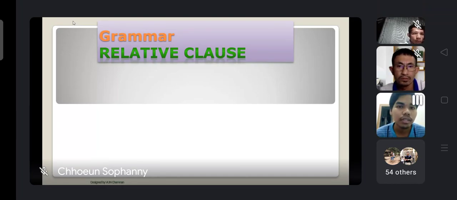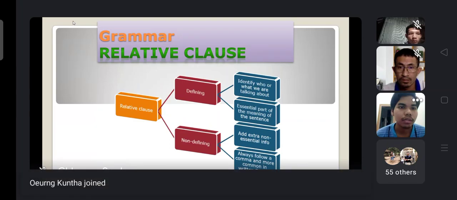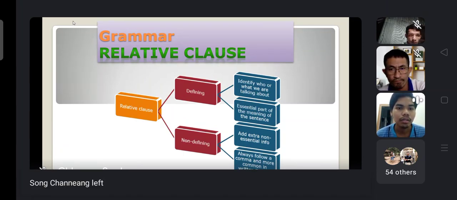Yes, the last section is about grammar, and here the grammar is about relative clauses. Next, please. Here there are two types of relative clause: defining and non-defining relative clauses. A defining relative clause identifies who or what we are talking about, and is an essential part of the meaning of the sentence. And a non-defining relative clause adds extra, non-essential information, and it always follows a comma and is more common in writing.